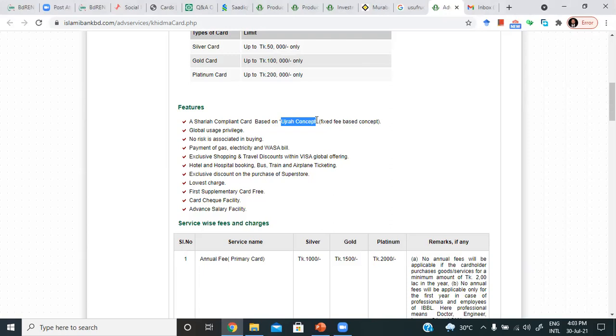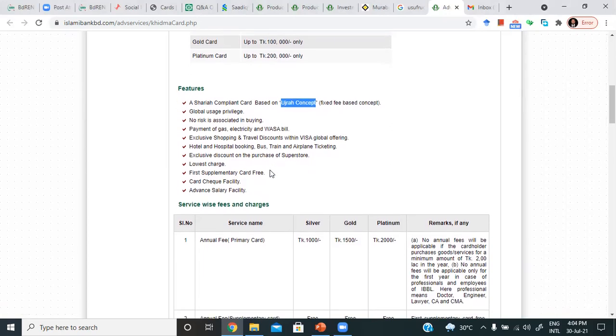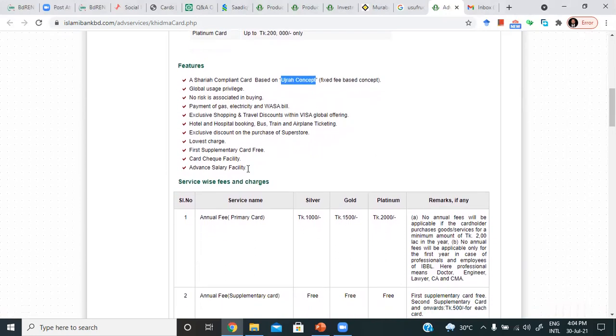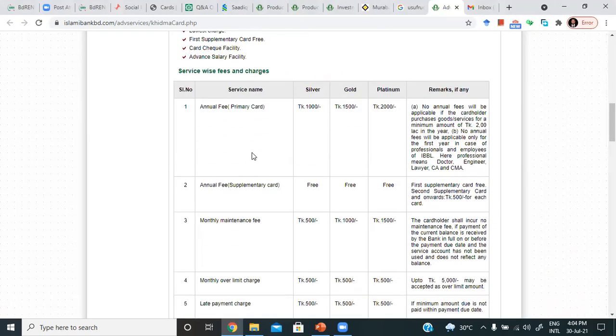So the model I just shared with you is known as the ujra concept, which charges only a fixed fee. No fee is directly connected proportionally to the amount used on the credit card or the credit limit. So they have mentioned what the facilities are and for what purposes you can use this card, and you see what kind of fees they charge.